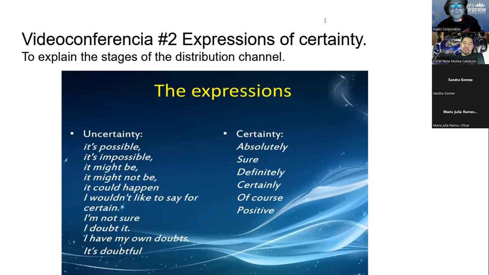So for certainty, we can say absolutely. Absolutely is yes, of course it's going to happen. Or sure, that is very common, right? Sure, yeah, sure. Definitely is another word that we can use for certainty. Of course, that is also very popular. Positive, it's not that popular, but it's very common. So do you have any questions about these expressions of certainty?